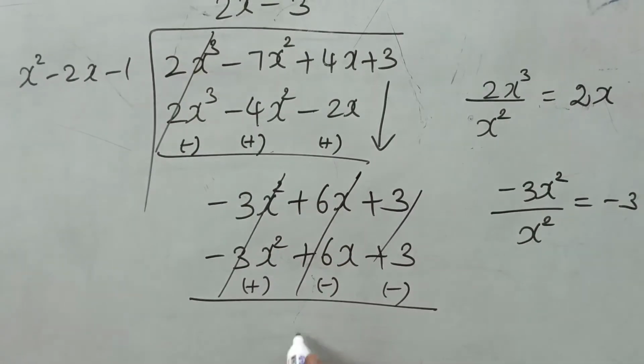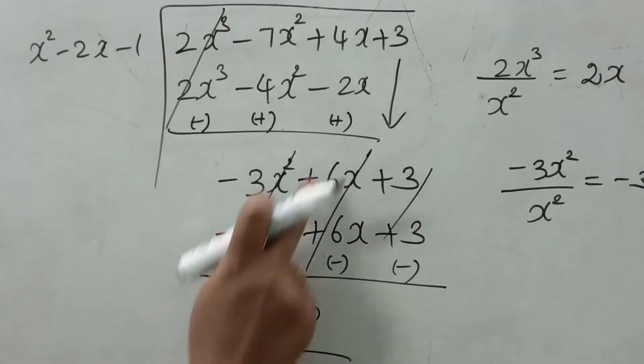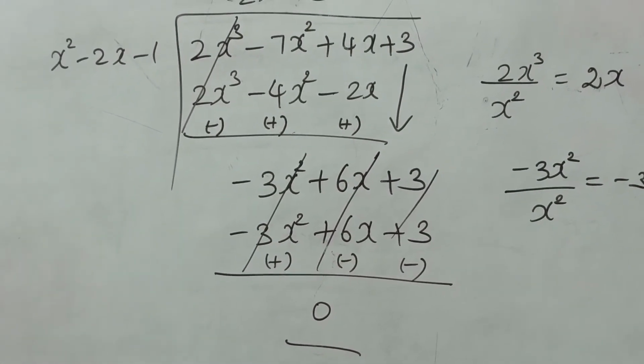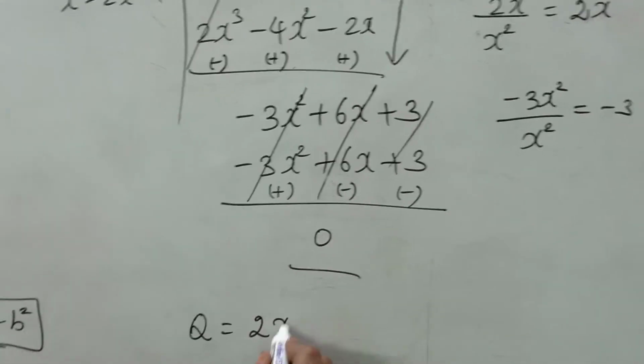Everything will be cancelled. You will get 0. Because minus 3x square plus 3x square cancelled. 6x minus 6x cancelled. Plus 3 minus 3 cancelled. At last we get the quotient as 2x minus 3.